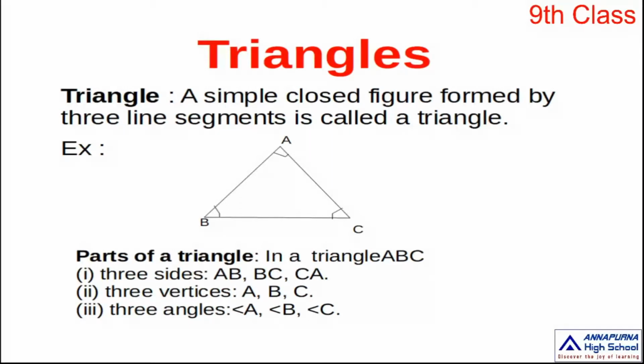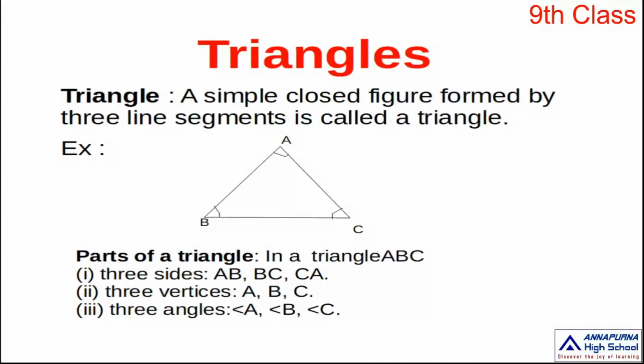First, three sides, three vertices, three angles. How many sides in a triangle ABC? There are three sides: AB, BC, CA. Next, how many vertices in a triangle ABC? There are three vertices: A, B, C.